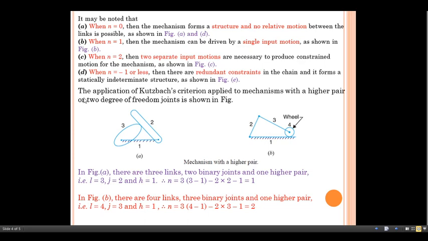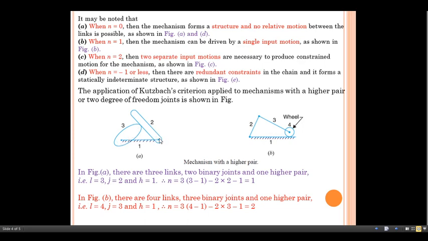Now see some of the applications of the Kutzbach criterion to the higher pair. In this case, if you look at this example in front of you, apart from this, the second example in front of you. Now see here, there are three links. In case number 1, there are three links. So at this spot, link number 1 with link number 2 as well as 3.